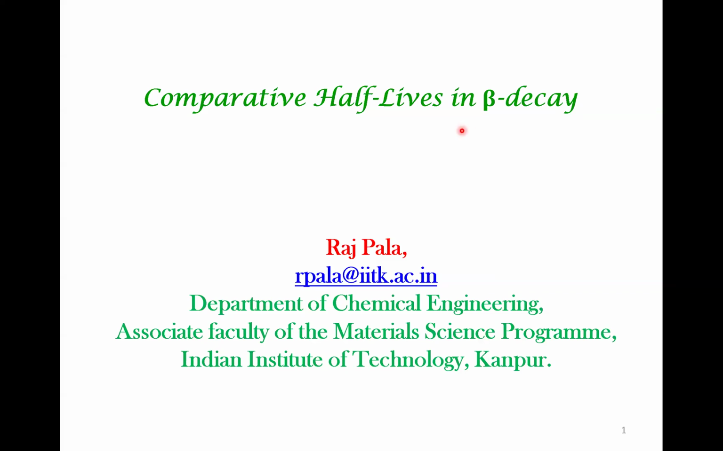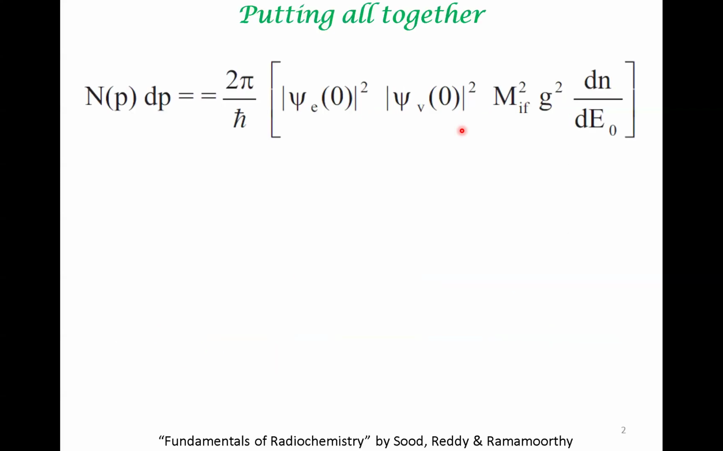Welcome back. In this lecture, we will provide an approach to an analytical formula for the half-life in beta decay via the Fermi theory of beta decay. In the last couple of lectures, we had looked at this formula. So here, P indicates the momentum of the beta particle that is emitted in a beta decay.